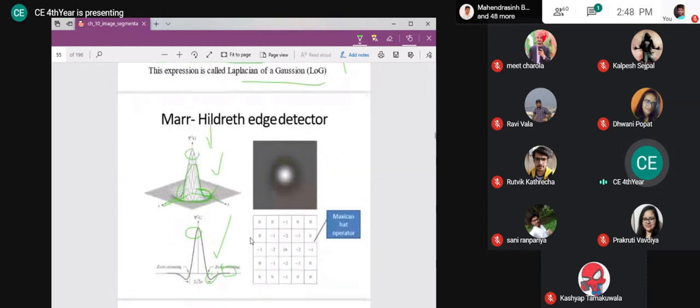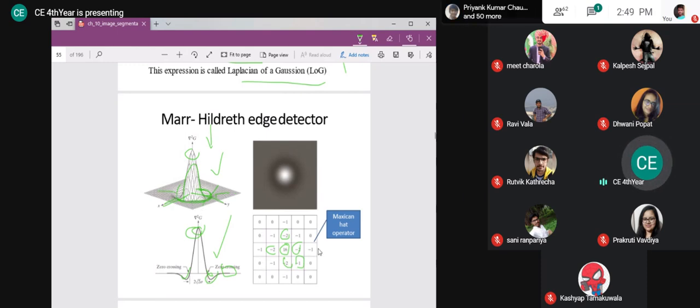Here it is 5 cross 5, so I will substitute x and y from 0 to 4, and I will get the values. Or intuitively, you can see that the center has the highest value, then it is decreasing, so there is a negative value in the surrounding, and then the values are slightly increasing. So this is how you get this value of -1.